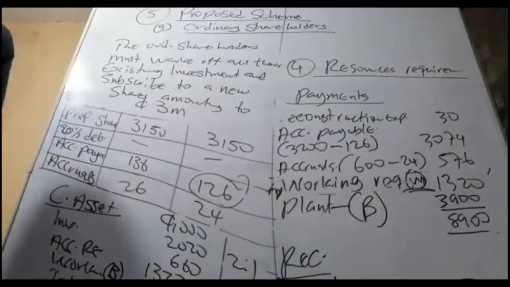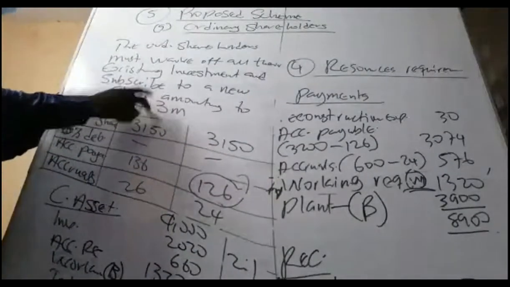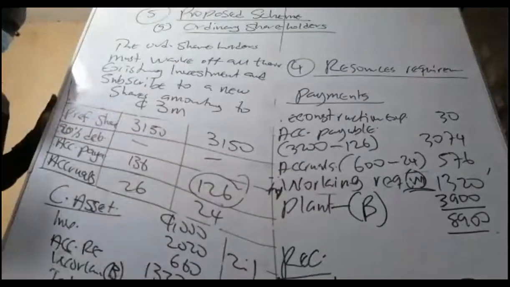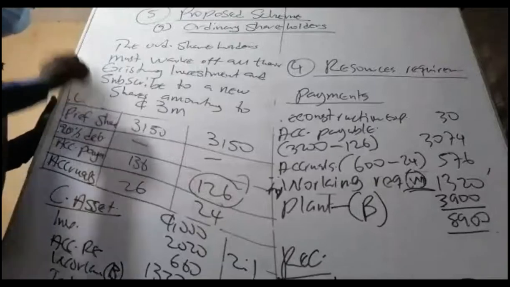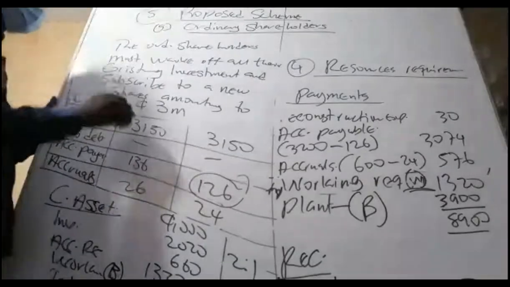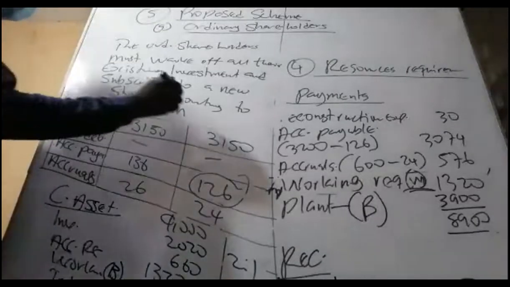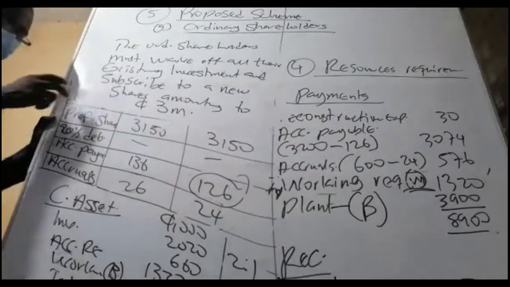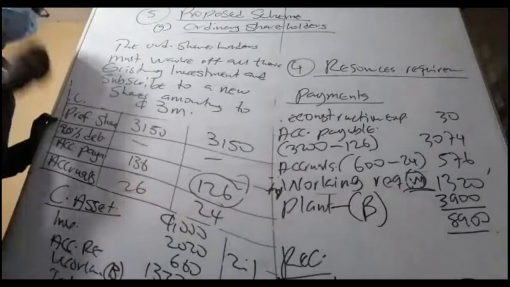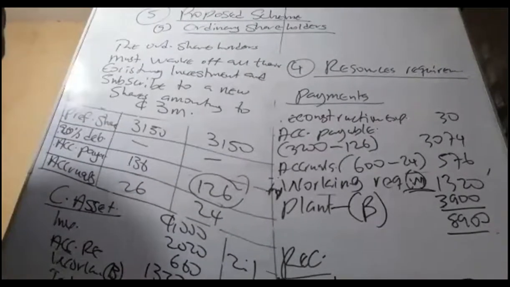Those terms are not necessary. What they must lose and what they have to bring. That's all. Two items. So ordinary shareholders must waive off all their existing investment and subscribe to new shares amounting to 3 million. Full stop. You are done. Now if I do one, you do one. So you are going to tell me more about the preference shareholders, what they must lose, what they must bring. Good. So then we are done.